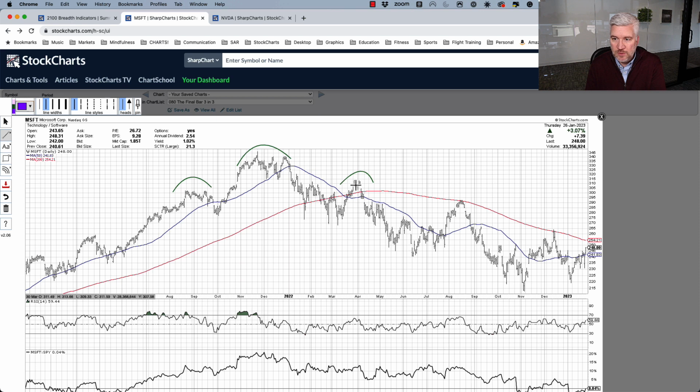You take the low between the head and the right shoulder, which is technically this one. You connect those two with the trend line. That is your neckline, is what you call it. So think of the head, the shoulders, and here's the neckline, connecting the two interim lows.